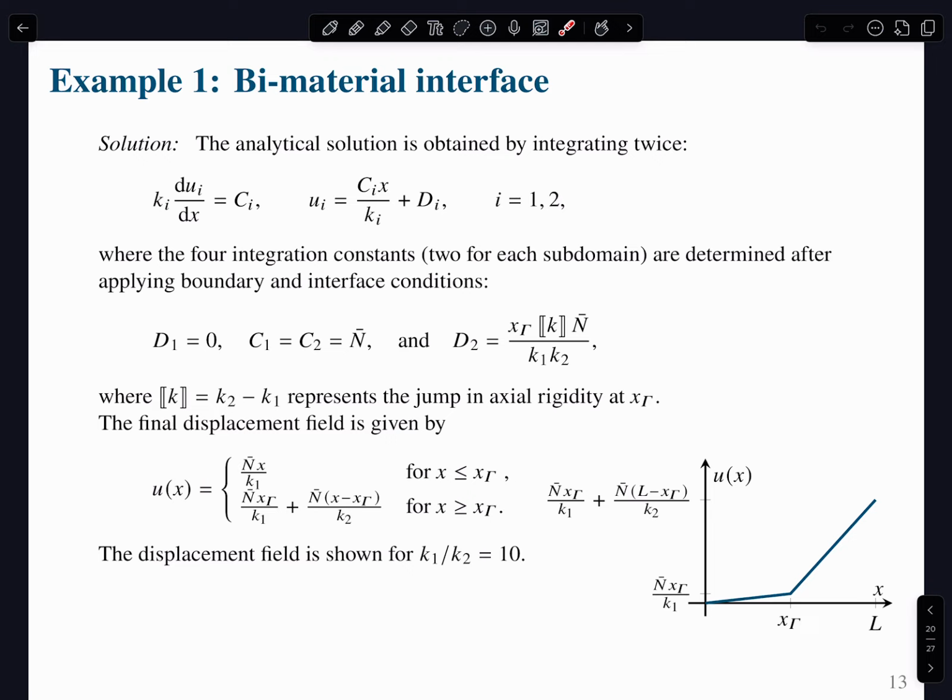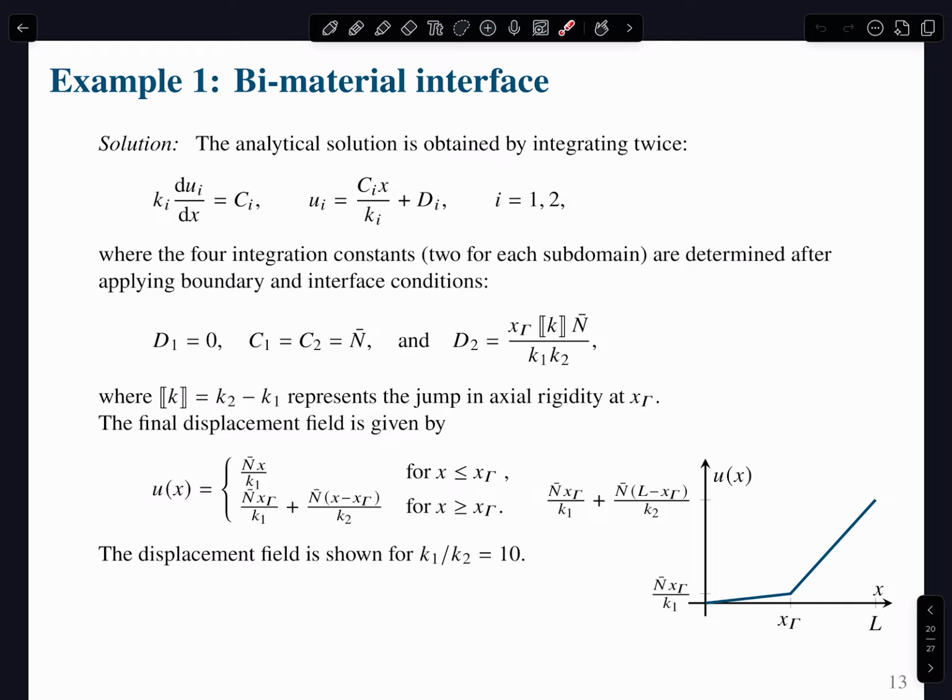Okay? So very straightforward. You can also see I have plotted the displacement here for a ratio K1 divided by K2 equal to 10. Right? So K1 is 10 times more rigid, or more stiff, than K2. And then you can see, right? I mean, the slope here is much, much smaller than the slope here.